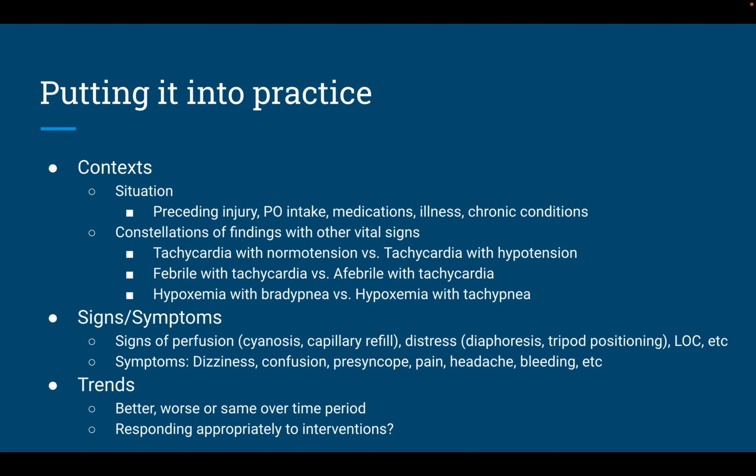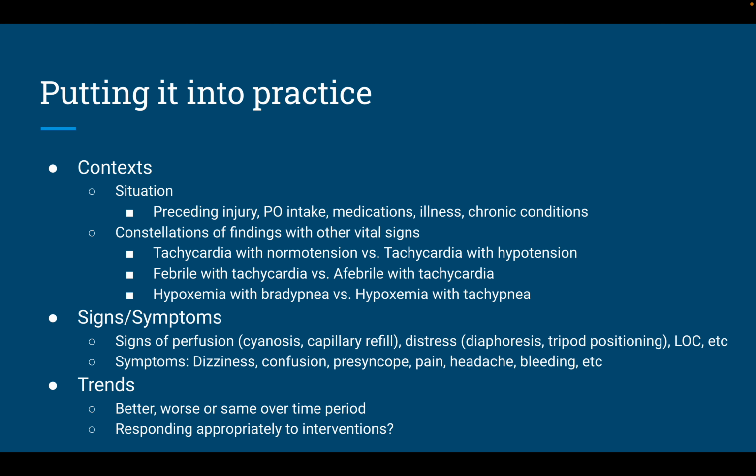Symptoms that would be of concern, things like dizziness, confusion, a sensation that you're going to pass out, or pre-syncope. Is there any associated pain, like in the chest? Is there headache? Is there bleeding? These would all be things to be thinking about in relation to your abnormal vitals, to tell you, are they getting sufficient blood flow to their brain? Perhaps somebody who is feeling dizzy and having some altered mental status, maybe they're not getting enough oxygenated blood to their brain, and it's causing these symptoms.